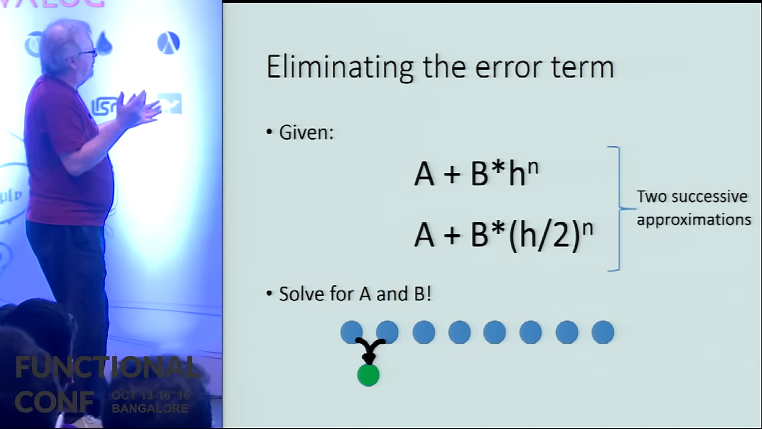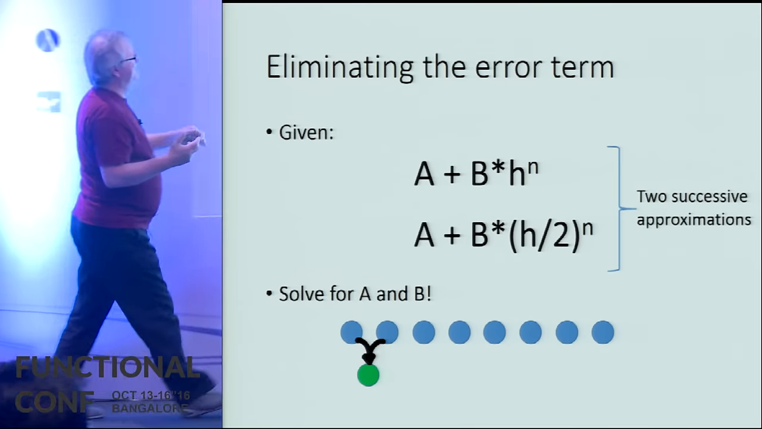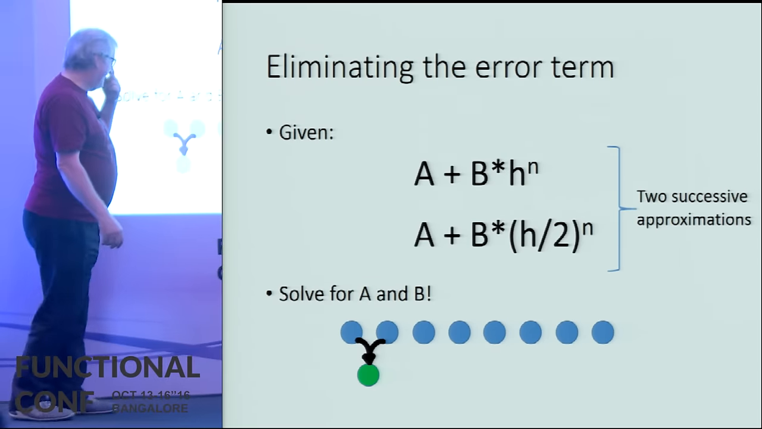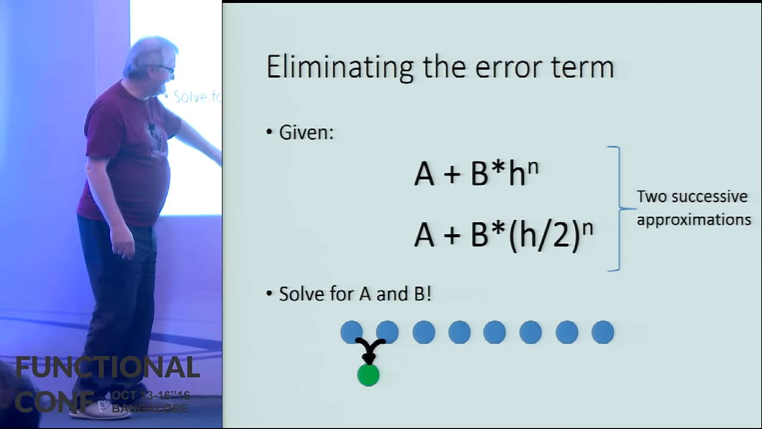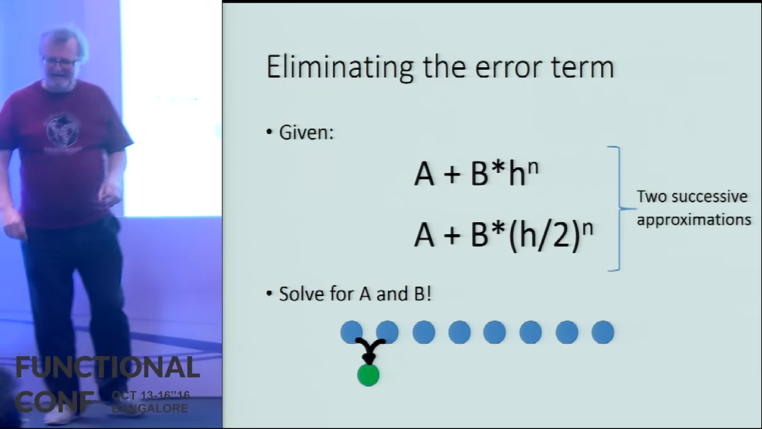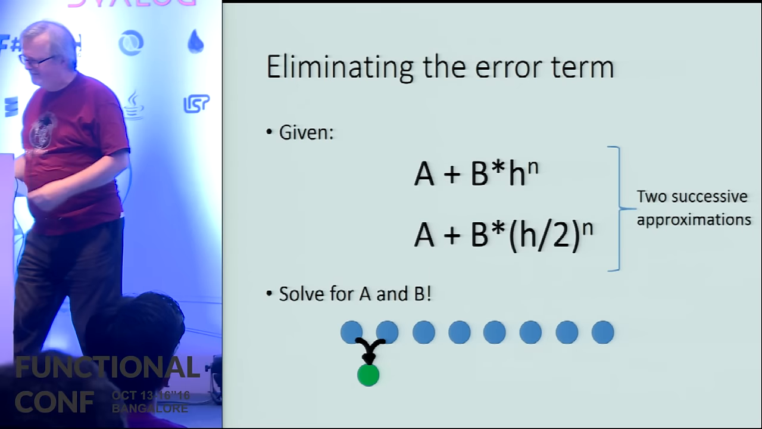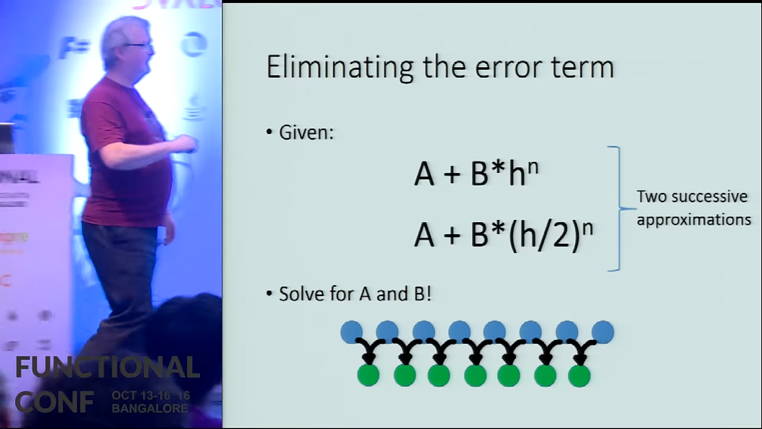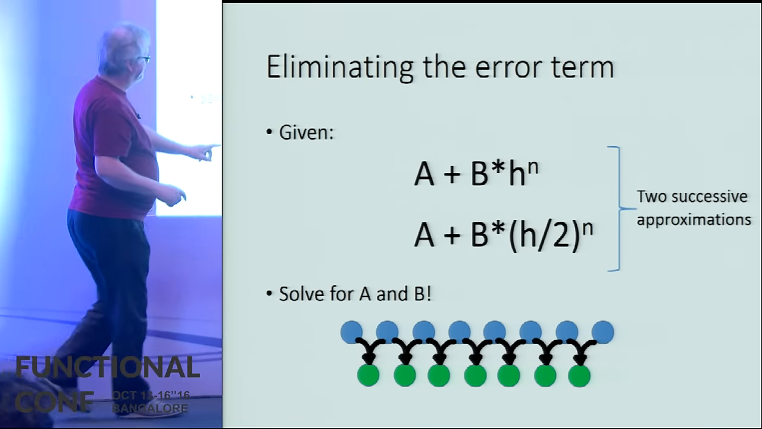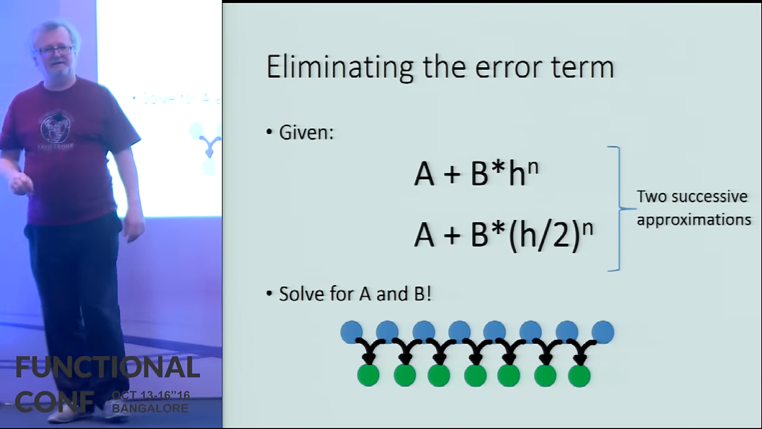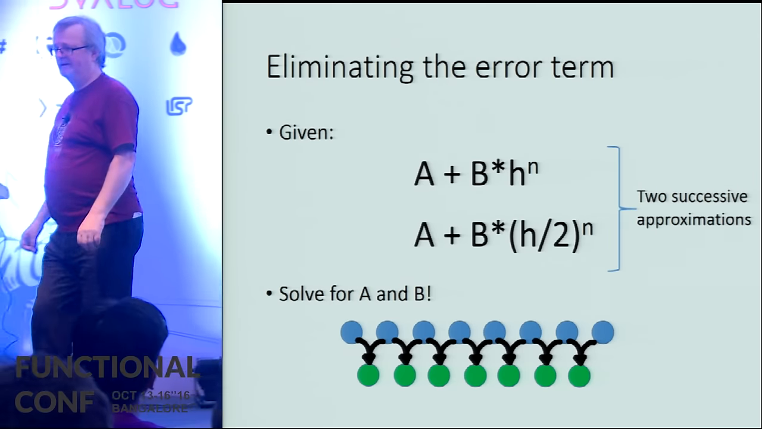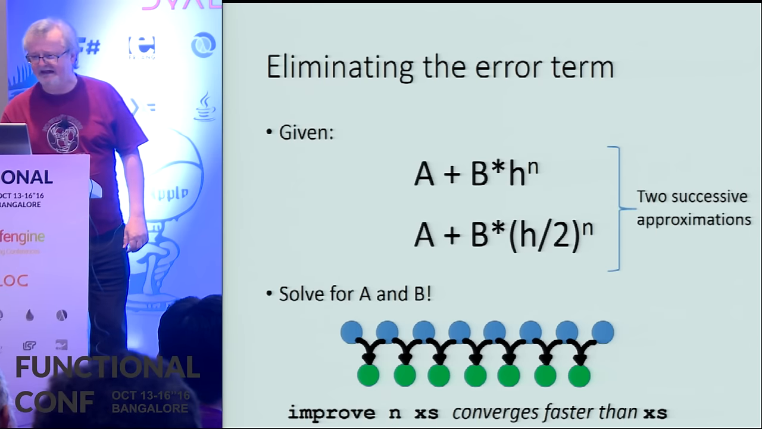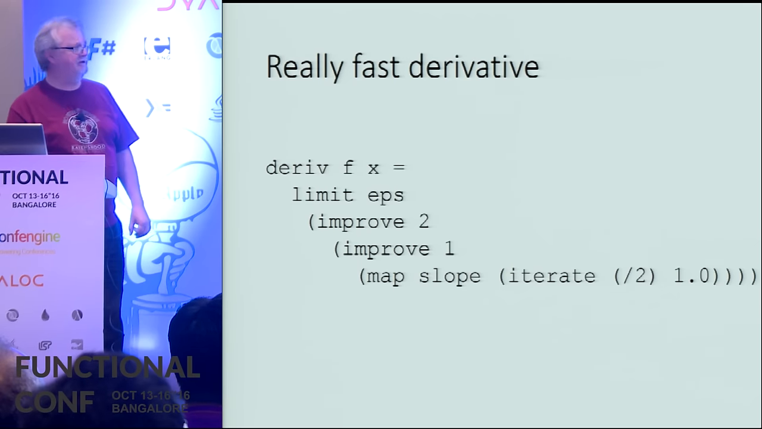Okay, well, it's not quite as brilliant as this, because this form is only an approximation. What happens is that we get a much more accurate answer than either of these two, but it's not completely right. But never mind, we could take the next two and do it again. So we can make a new sequence of approximations which converges faster. It's a better numerical method. And we can write a function that does that. So here's a really fast function for computing derivatives.